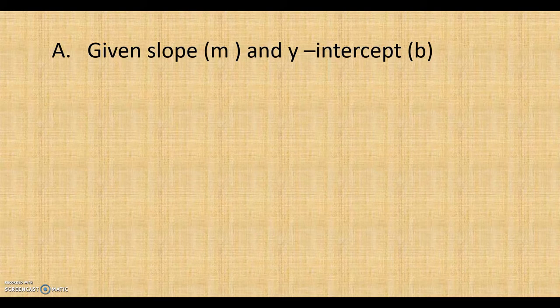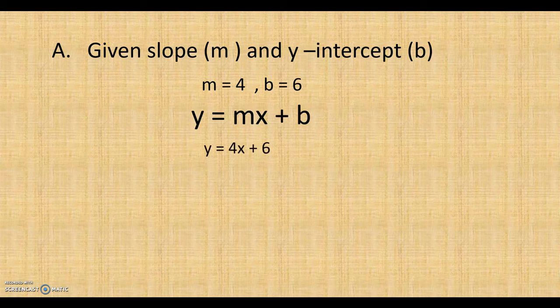For our example number 1, given slope and y-intercept. Suppose we have the slope of 4 and the y-intercept of 6. So let us substitute the given slope and y-intercept to our formula, which is y is equals to mx plus b. So y is equals to 4x plus 6. Just plug in the given slope and the given y-intercept. So this is our slope-intercept form.